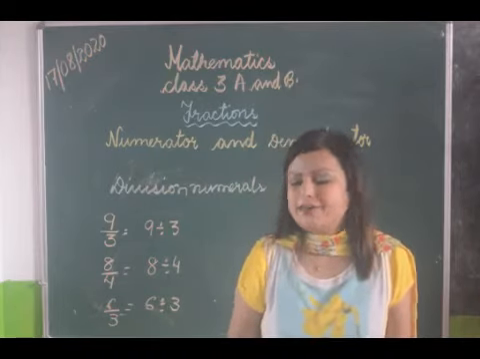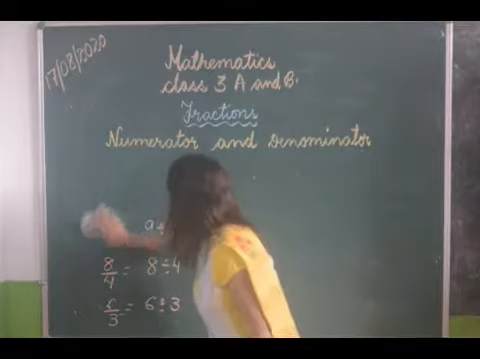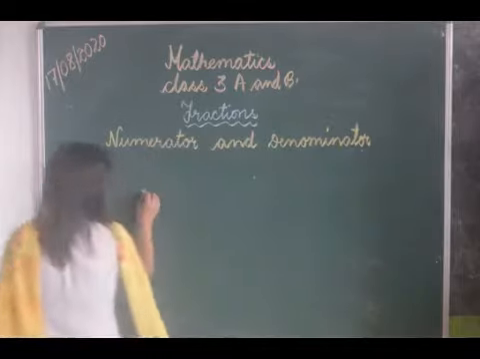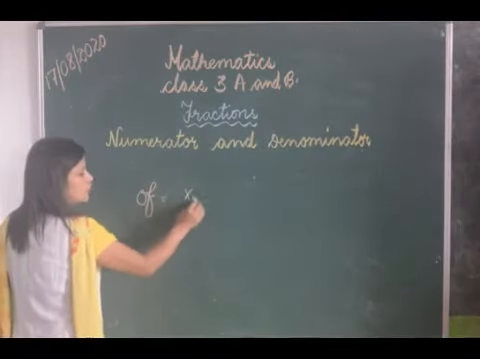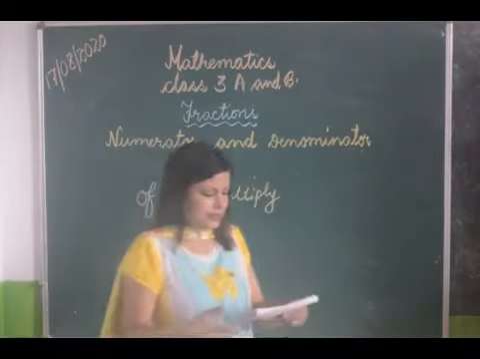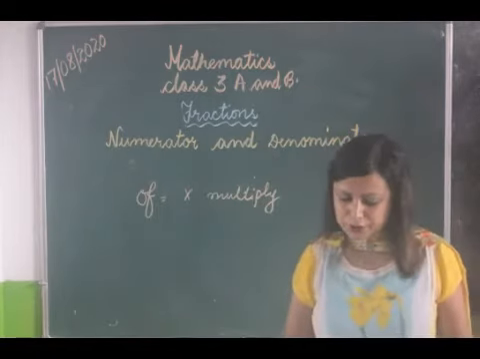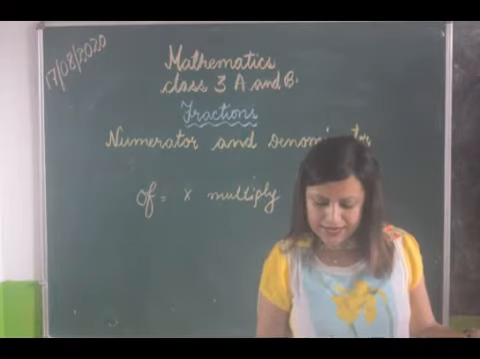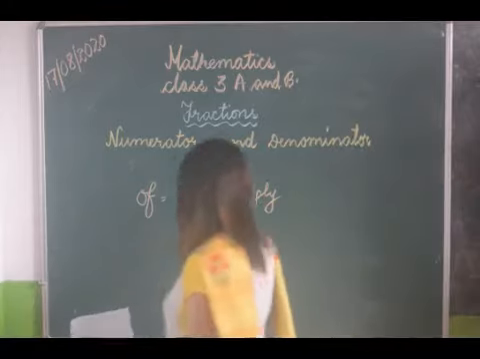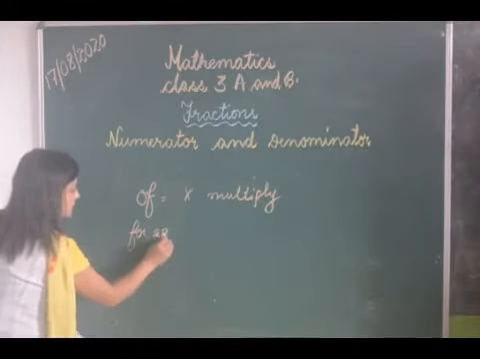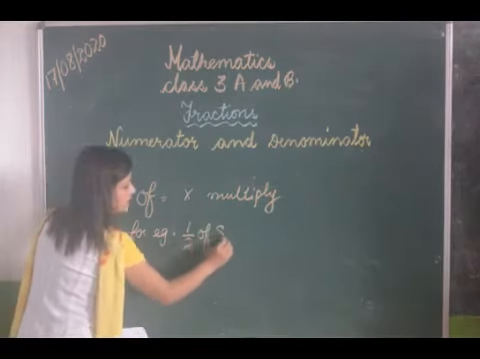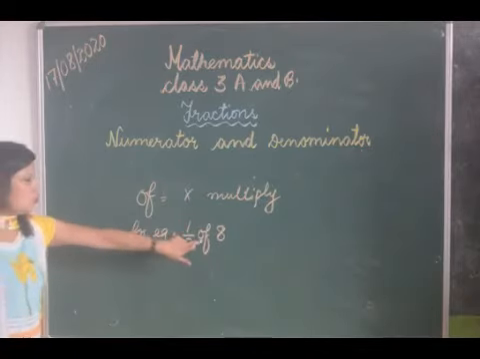So children, OF in maths represents the sign of into, that is multiplication. OF means into, multiply. Alright, now there is one question in your book, that is page number 125. You can see now, for example, if I give you 1 by 2 of 8. See, 1 by 2 of 8.